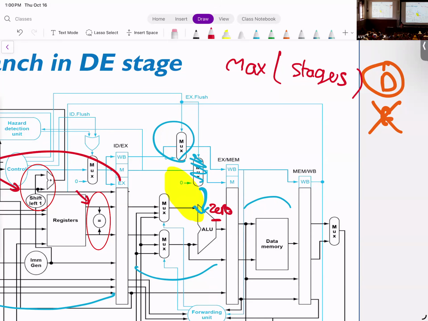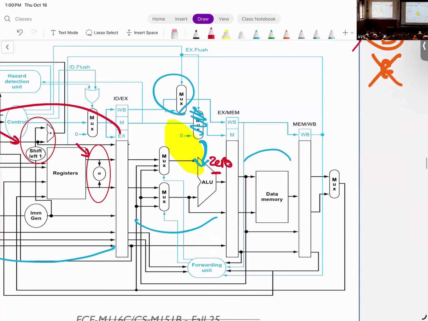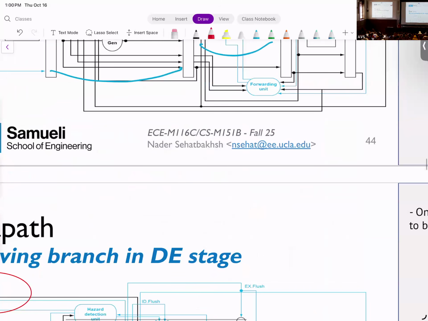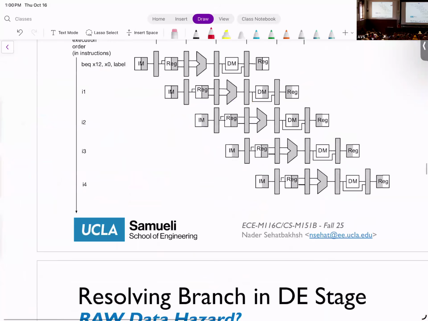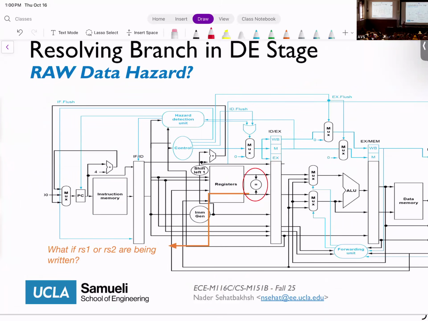Good question. Does this introduce data hazards? Do you think it does? It does. So this will introduce a data hazard. The data hazard comes from the fact that we had forwarding before. If, for example, an instruction here changes RS1, I don't have support for forwarding during the decode stage. I had support for forwarding during the execution stage.